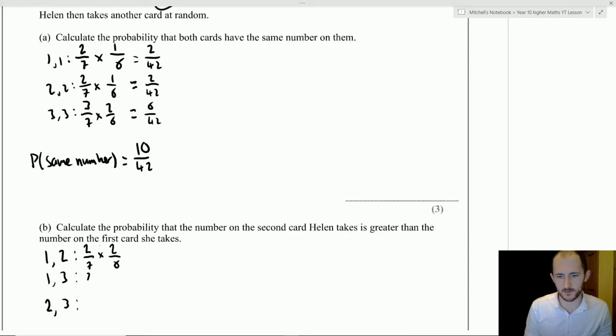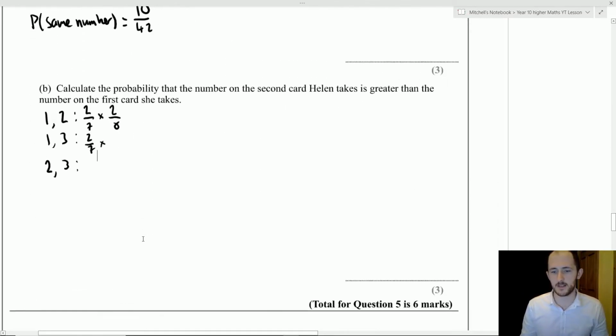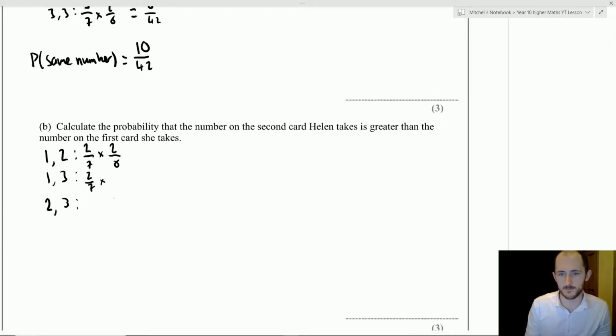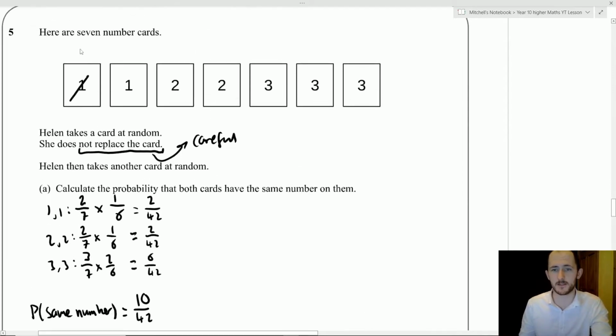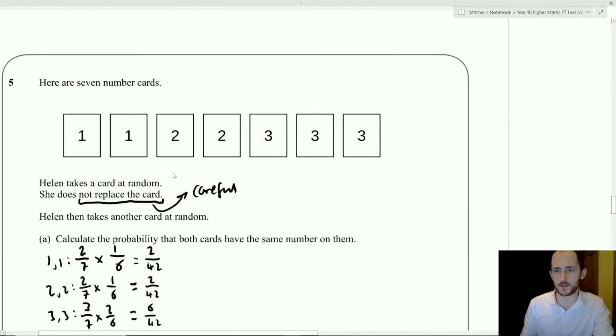Likewise, if we have a 1, we have a 1 and a 3, so that'd be 2 over 7 times, and we actually have 3 3s left, so that'd be 3 over 6. Then we pick a 2 first, so that's 2 out of the total 7. Multiplied by, well, we get rid of one of the 2s, and it has to be a 3, so 3 out of 6.